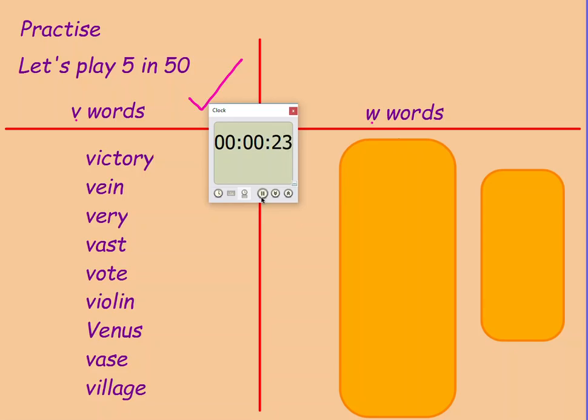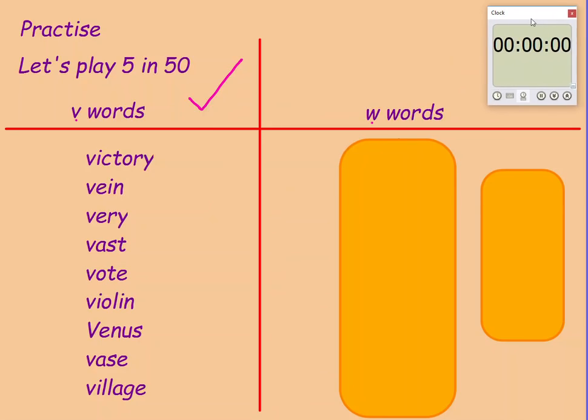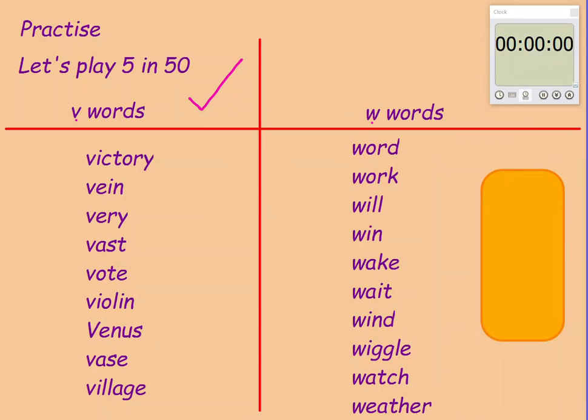Okay, that's half of your time. And stop. Put your whiteboard pens down. Okay, let's have a go and look at the W words and see how many W words you got correct. Okay, 5 is what you need to get. Okay, so here are some that I came up with.